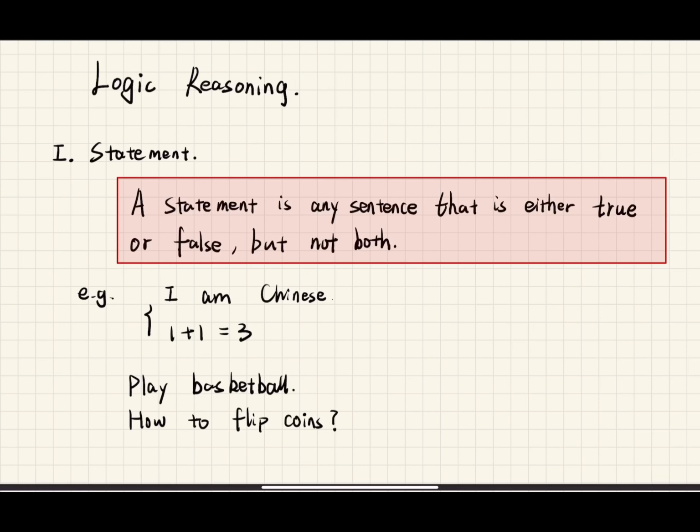The first one: I was born in China, so I'm Chinese, right? So this is a statement. The second one is an equation, like 1 plus 1 equals 3, right? Obviously this is wrong, but remember this is also a statement, because it is a false statement.